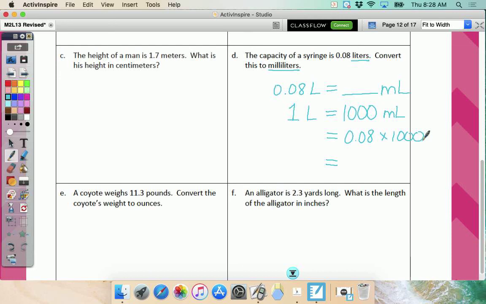So how many times will I hop this decimal? 3 times to the right. What can I erase? The zeros. Which zeros? The ones in front of it. Good. So my answer, 800,000. 800,000 what? Milliliters. Okay.